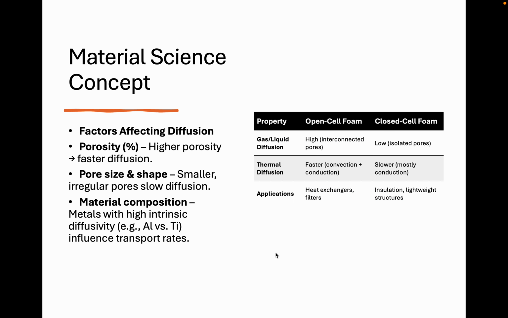In material science, metal foams are exciting because their porosity, the amount of empty space, affects how things like heat, stress, or even fluids move through them. More porosity usually means faster diffusion of gases or liquids. The shape and size of pores also influence how the material behaves, and of course the type of metal matters too. Aluminium behaves differently than titanium or copper.